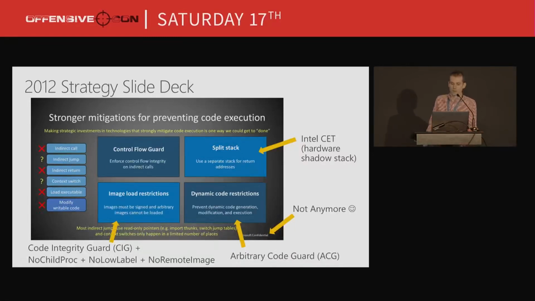And then the fourth pillar is dynamic code restrictions. And this is all about making sure that an attacker cannot just go and instantiate new executable code pages, like using VirtualAlloc on Windows. And in today's terminology, this would be Arbitrary Code Guard.